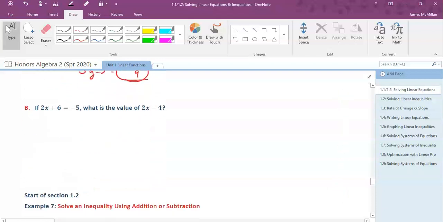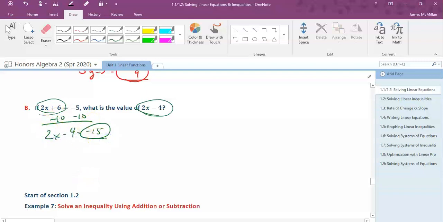Second one here, so we got 2x plus 6 is equal to negative 5, and we want to know what's the value of 2x minus 4. So again, we have to think about what can I do to this side of the equation to match this. And so that plus 6 needs to go to negative 4. So we're going to subtract 10 from both sides. 2x minus 4 is equal to negative 15. So the value is negative 15.